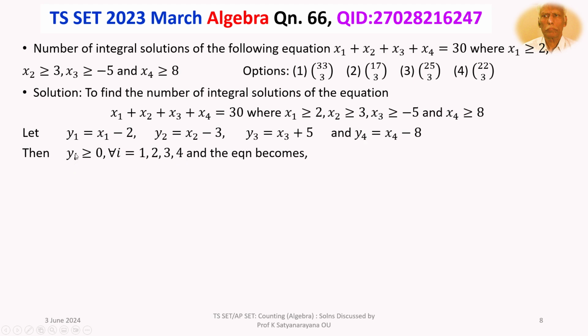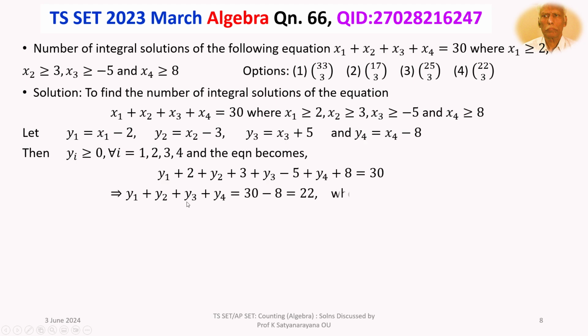That means non-negative integer solutions; you are looking for the transformed equation in terms of y1, y2. So the transformed equation is: in the place of x1 we will write y1 plus 2, and in the place of x2, y2 plus 3, and y3 minus 5, y4 plus 8 is equal to 30. Simplifying, we get y1 plus y2 plus y3 plus y4 is 30 minus 8, that is equal to 22, where the yi's are integers and they are all greater than or equal to 0, for all i equal to 1, 2, 3, 4. That means the yi's are non-negative integer solutions.